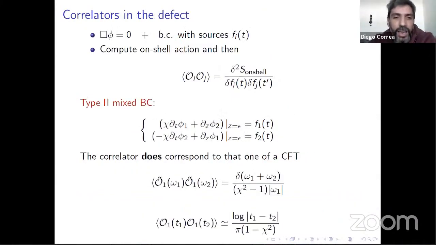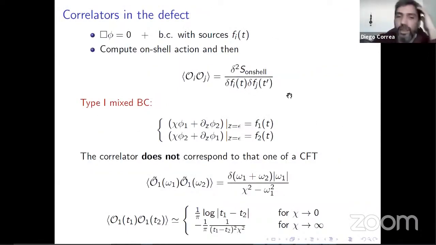So just as a check that using a dimensionless mixed interpolating parameter is the right thing to do, we computed correlators out of these 2 examples of boundary conditions I discussed so far. So in the type 1, how do you compute correlators? You have to solve the Klein-Gordon equation with boundary conditions when you turn on sources. We are now not solving this equal to 0, but equal to a source. And then you compute the on-shell action and take derivatives with respect to the sources, and then you compute the correlators. In the case of the type 1 mixed boundary condition, the correlation function you get is not the correlator of a conformal field theory, as you might have expected, because you are introducing this dimensionful parameter.